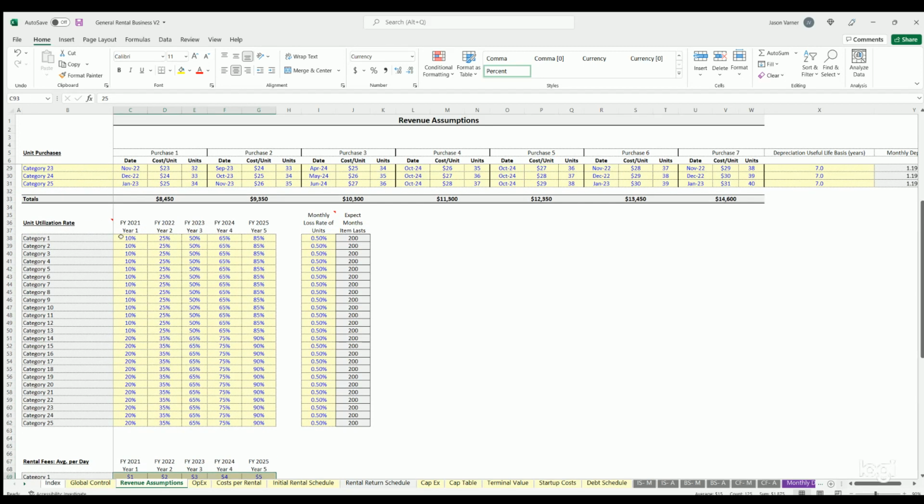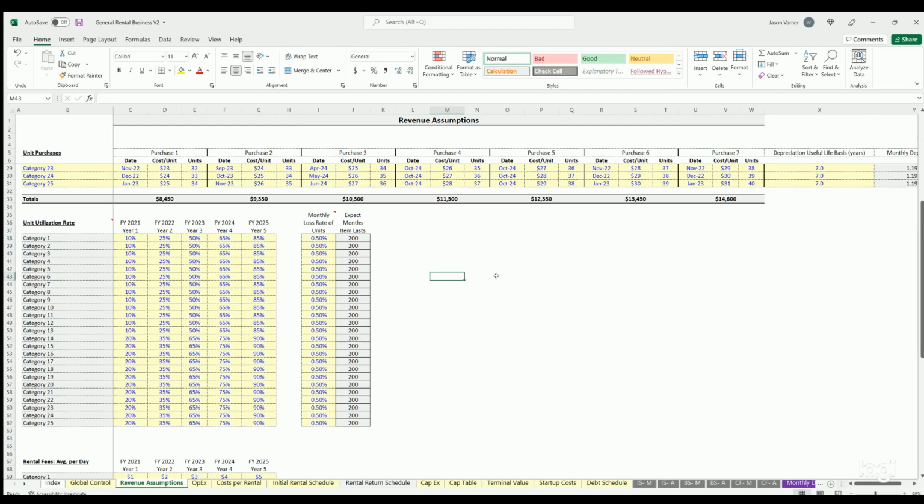You've also got utilization here, so obviously you want to rent out everything you have, but you probably won't. You can define the percentages of the total you think you'll be able to rent out here, and adjust that over the 5 years. You can also determine the degradation of units. So if you have something that you buy, you might be able to rent it out for 5 years without any degradation, then you put 0%.